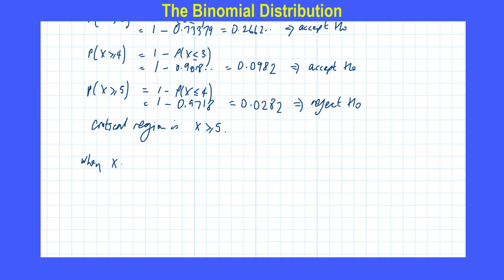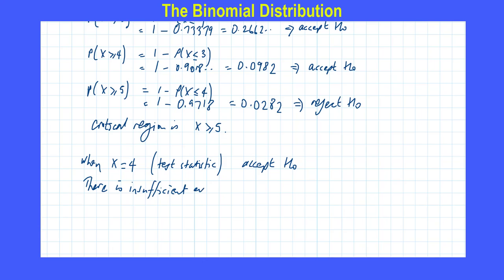Now the question asked me, when x equals 4, what would I do? Well, that was the test statistic. That was how many tiles have been broken. So I would accept H0. There is insufficient evidence to say that the proportion of tiles that are broken has increased.